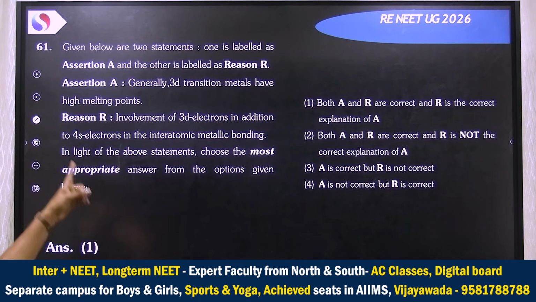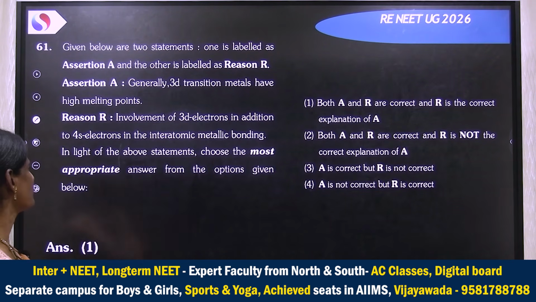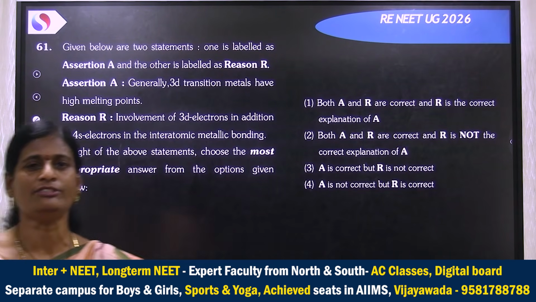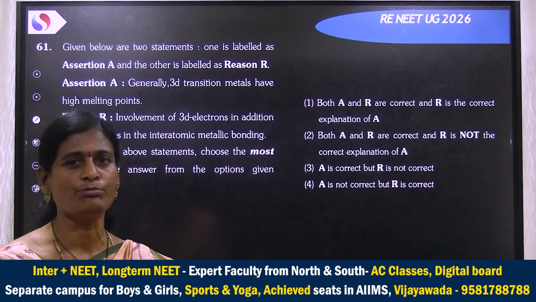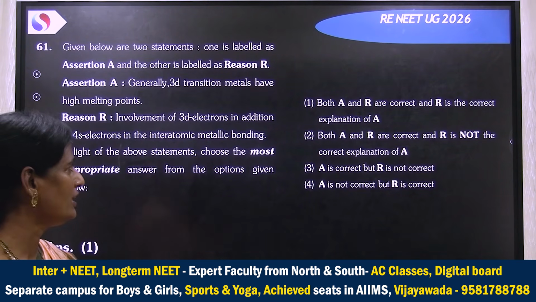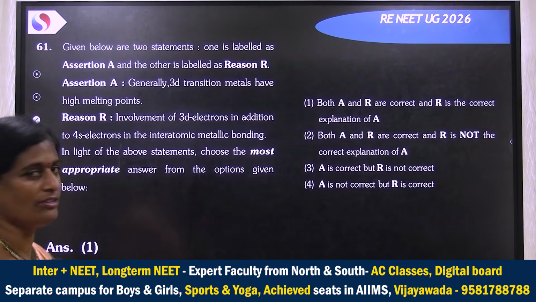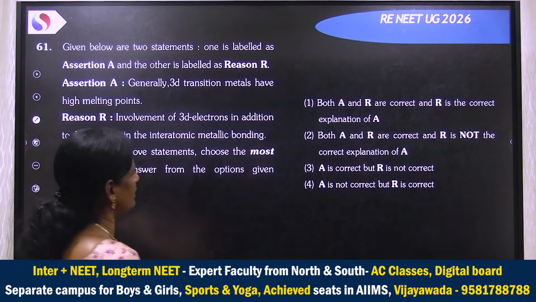So both assertion as well as reason are correct, because of the involvement of 3d electrons in addition to 4s electrons. The energy difference between the 3d and 4s orbitals is very small. Therefore, electrons can easily jump from 4s to 3d orbital. So all the unpaired electrons from 3d and 4s are involved in metallic bonding. So the strength of the metallic bond increases.